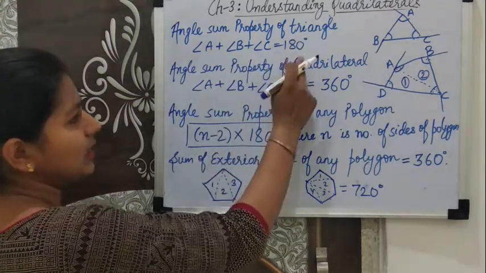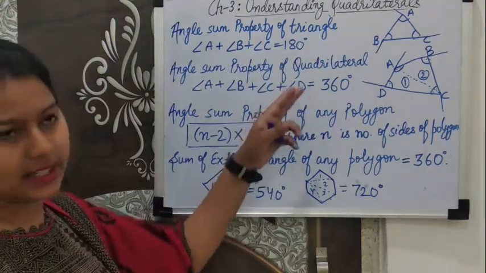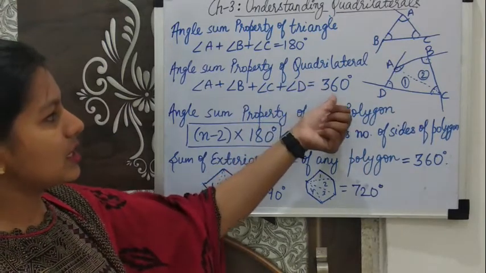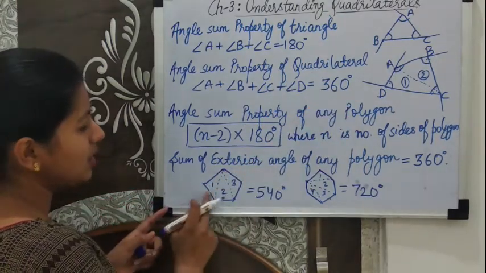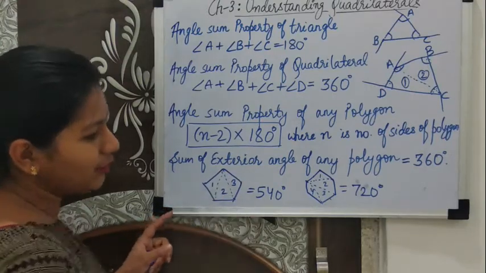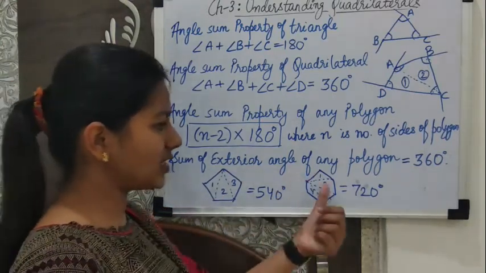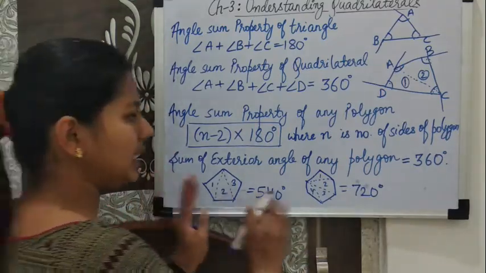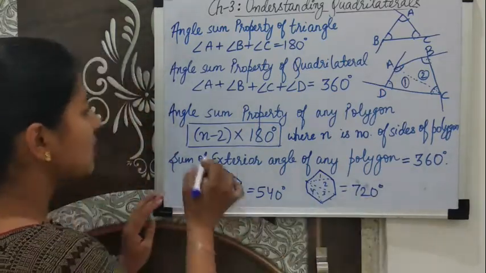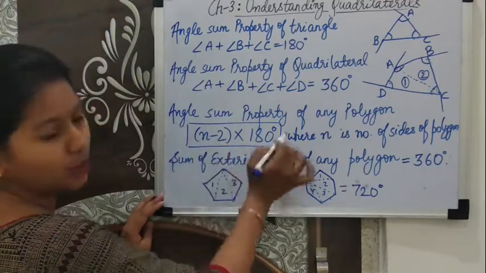If it is a triangle, then the sum of all the three angles is 180 degrees. If it is a quadrilateral, the sum of all the four angles is 360 degrees. If it is a pentagon, the sum of all the five angles is 540 degrees. If it is a hexagon, the sum of all the six angles is 720 degrees. No need to learn the value of this angle. You have to simply learn this formula.